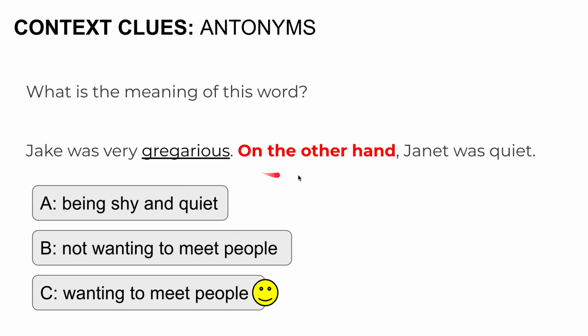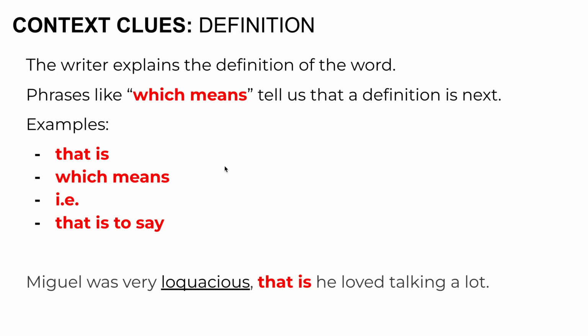We can guess this because on the other hand is one of those but phrases telling us that an opposite idea is coming up. Here the opposite idea is quiet, and quiet is the opposite of gregarious, or somewhat opposite. It's just different. So we have the antonym, the opposite of quiet is gregarious. And we can guess that maybe it is loud or maybe wanting to meet people, but we have a general idea of the word better than if we didn't know this. Okay, let's move forward now.